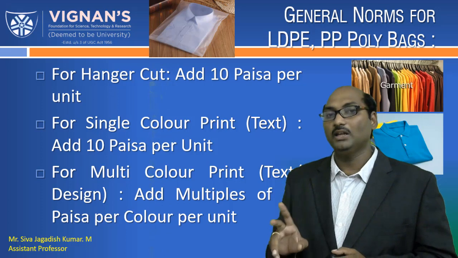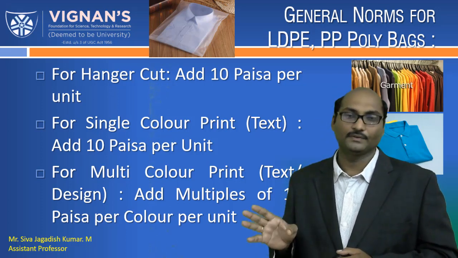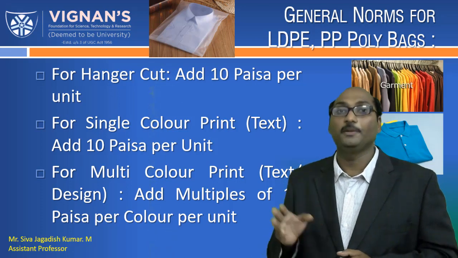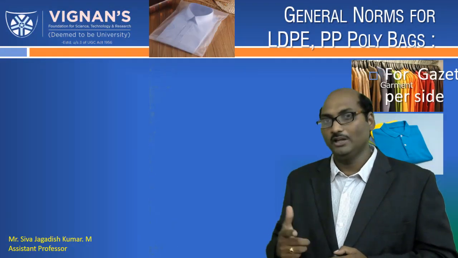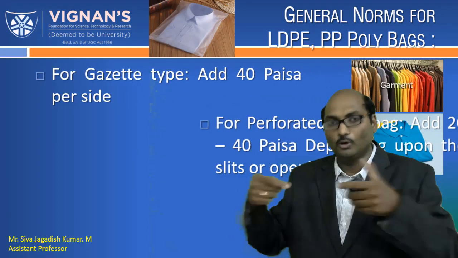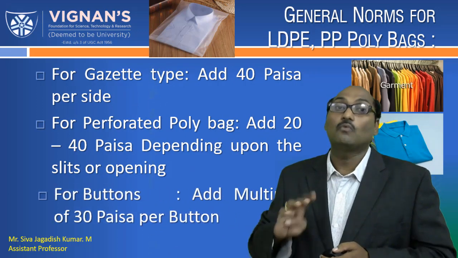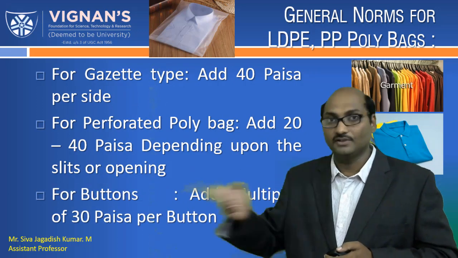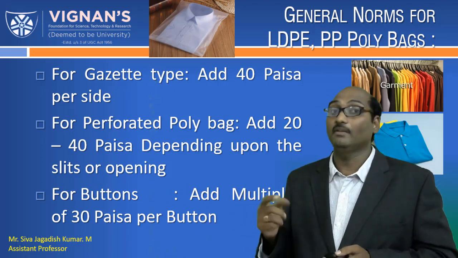For multicolor, number of colors multiplied by 10 paisa. A 3 color print means 30 paisa. Understood? Similarly, in case a gusset is required, gusset means making of this fold and adding, it is additional work. So an additional 40 paisa per side. If it is required on both sides, more. Understood? 40 paisa per side.